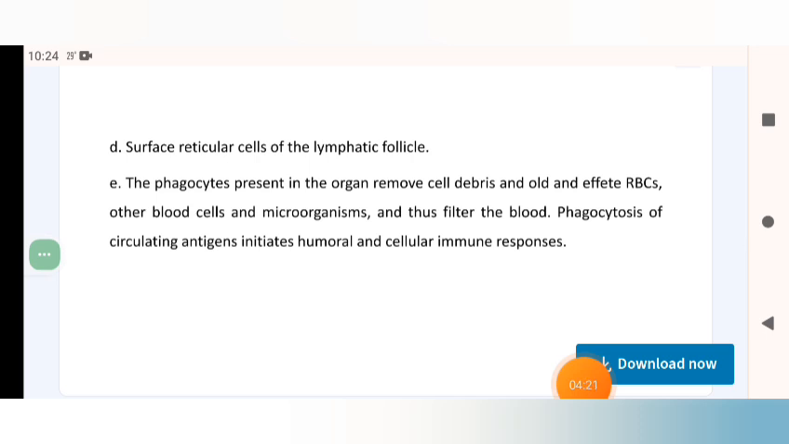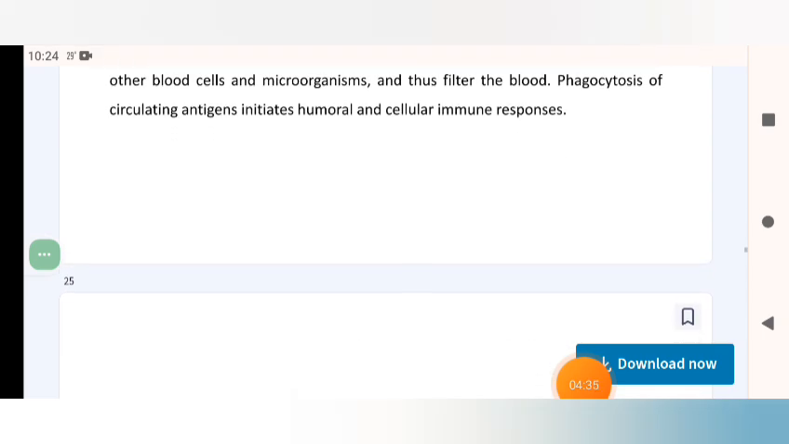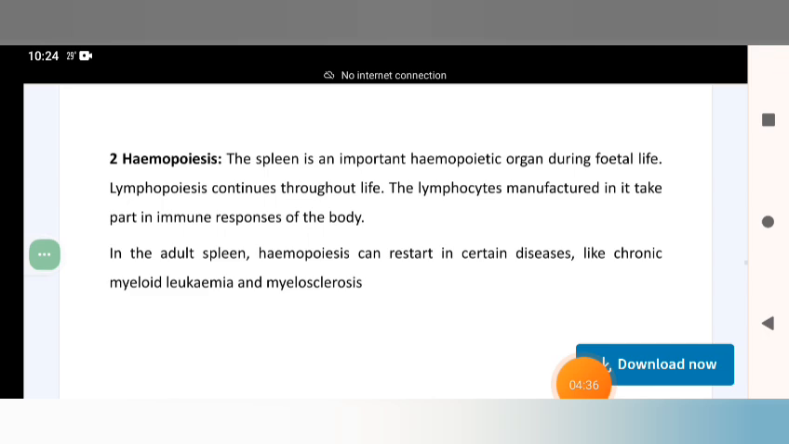The phagocytes present in the organ remove cell debris and old and defective RBCs, other blood cells, and microorganisms, and thus filter the blood. Phagocytosis of circulating antigens initiates humoral and cellular immune responses. Second is hemopoiesis.